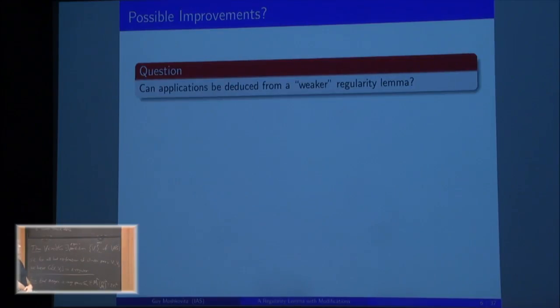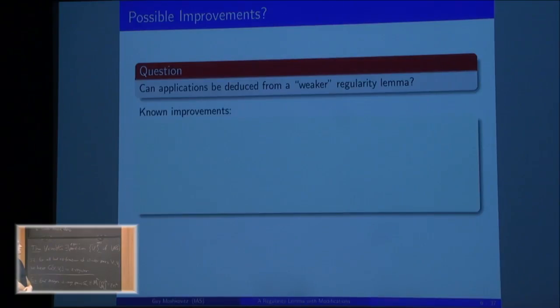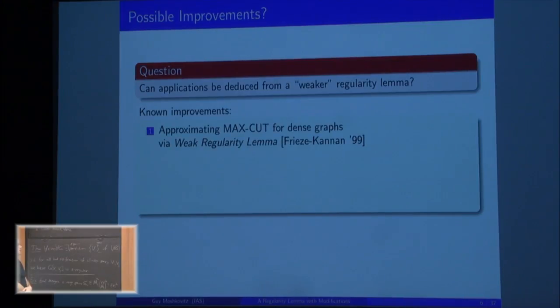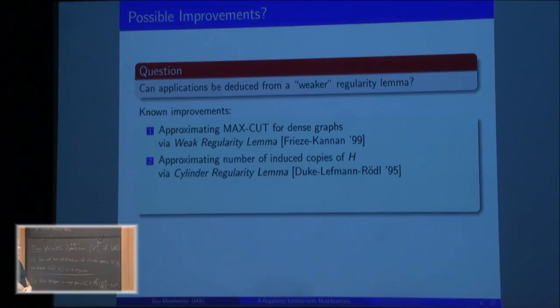Which brings up the question, since the bound here on M of epsilon is so horrible, can you actually deduce the applications not from Szemerédi's regularity lemma, but from some weaker regularity lemma, whatever that may be? The answer is that for many applications, yes. For example, the max cut application that I mentioned for dense graphs, you can actually prove it by using the weak regularity lemma of Frieze-Kannan. In an hour from now, I will define what the weak regularity lemma is. Right now, we don't need that. For the second, the bound is exponential.